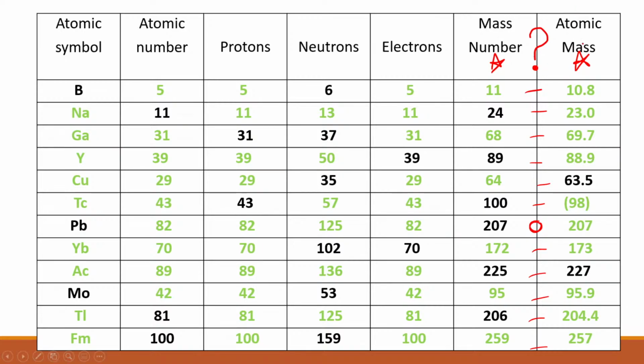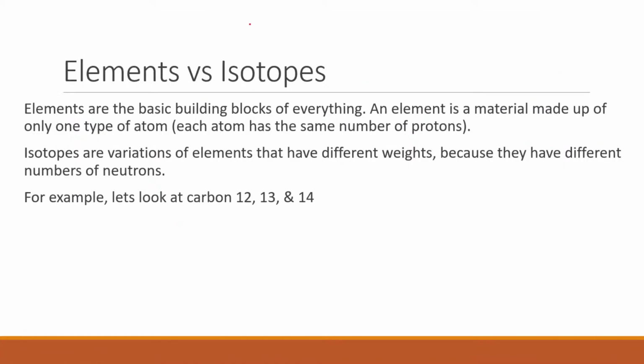Why is the atomic mass a number pulled directly off of the periodic table? Why is this number different than the mass number, which is protons plus neutrons? And today we're going to focus on the difference for this. Why are these numbers close but not quite the same? And the reason for this is the presence of things called isotopes.